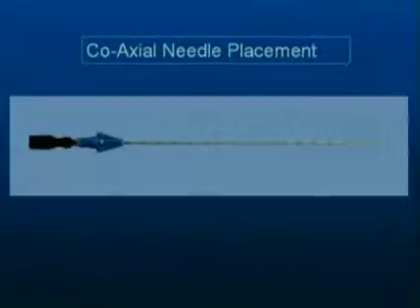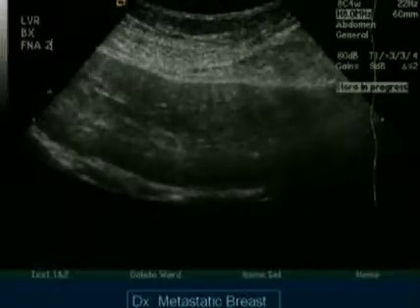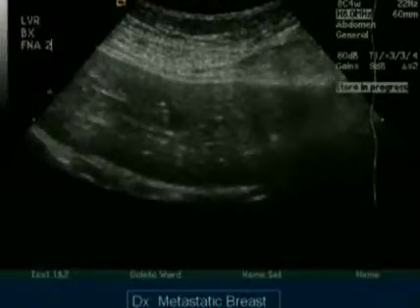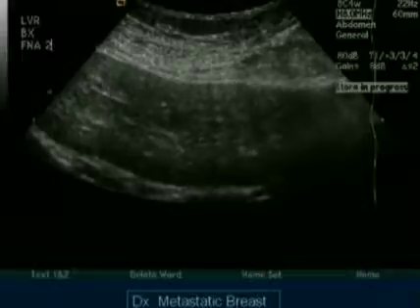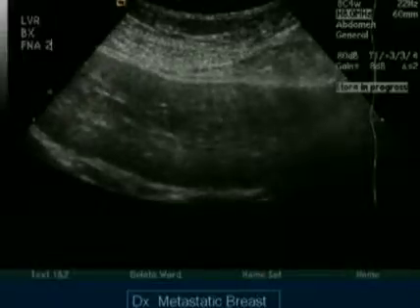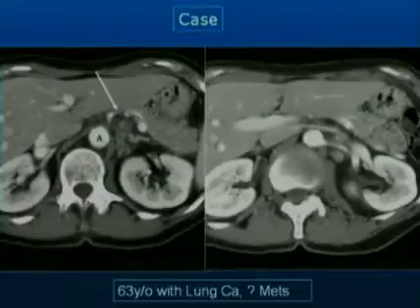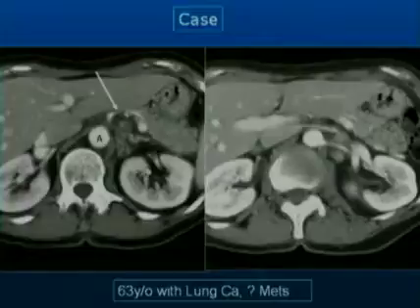This case shows me as I go in with the needle here, and I'm going to do multiple needle passes, again using a coaxial technique. And I've gone ahead and done that.